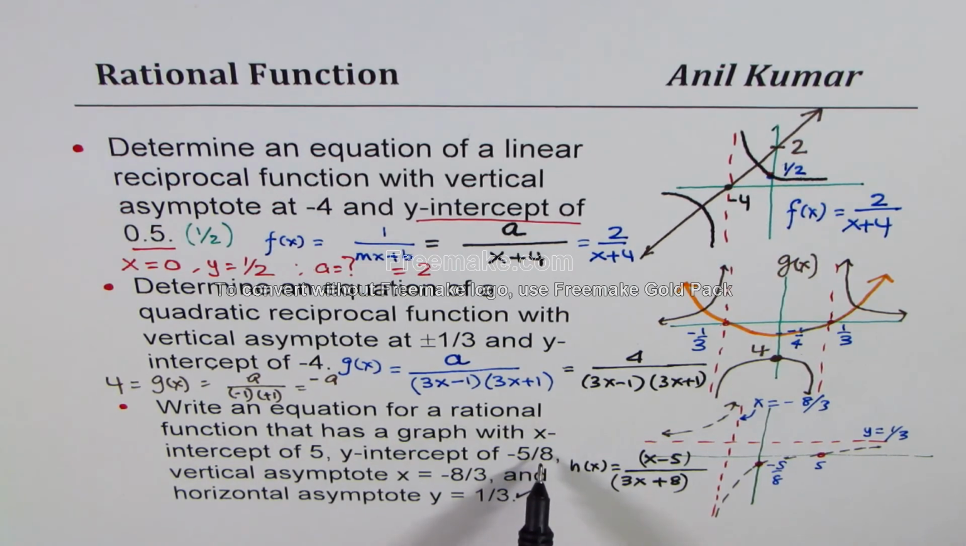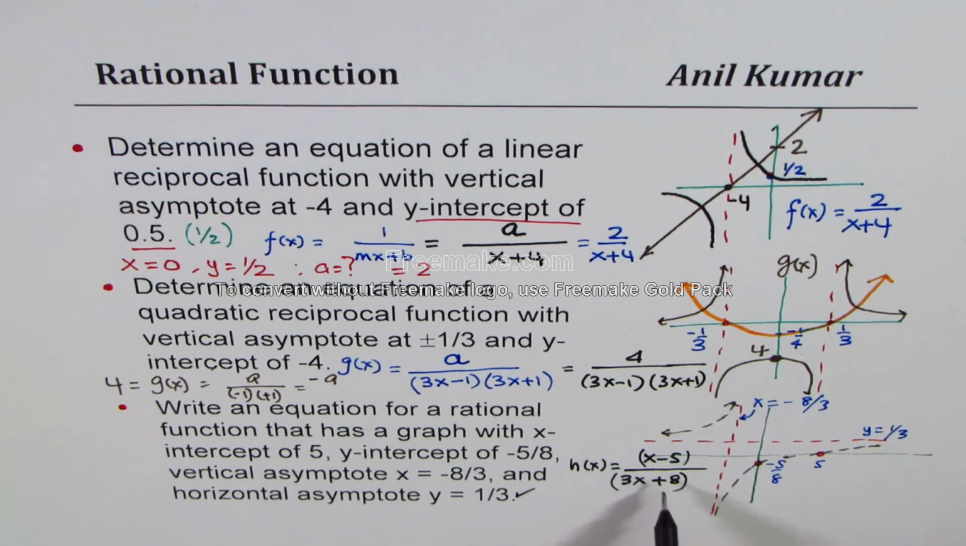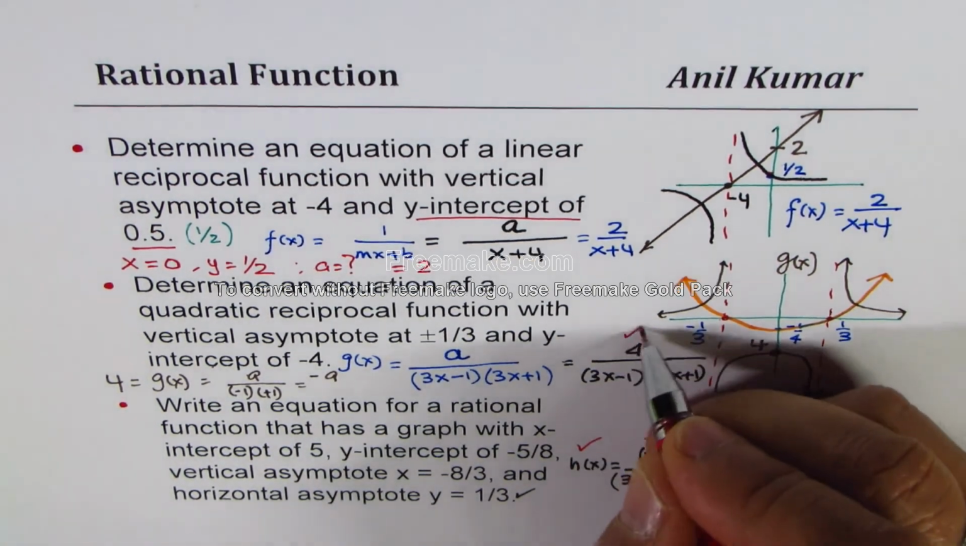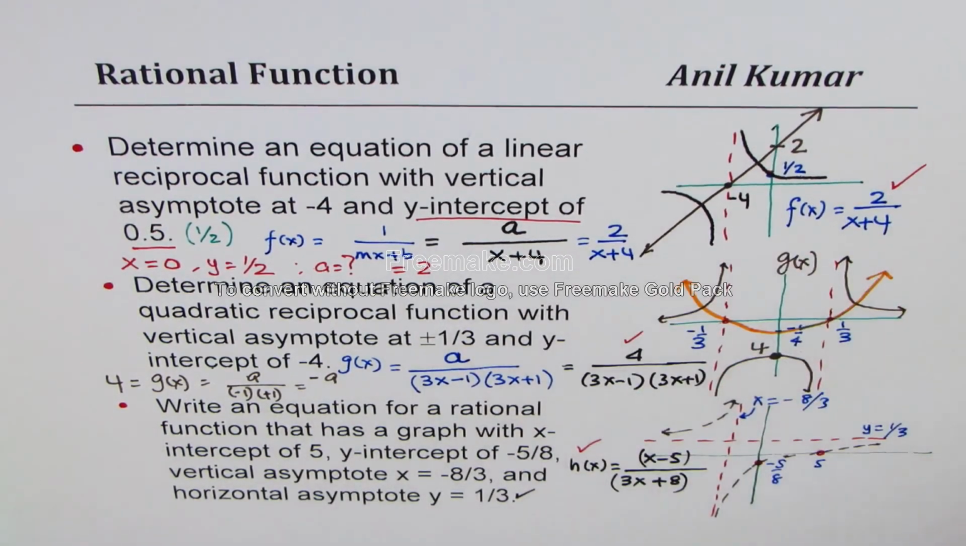Y-intercept of minus 5 over 8. If I substitute 0 here, I do get minus 5 over 8. So that condition is also met. And therefore, this is the function we are looking for. So that becomes our solution. So these are the three equations which will suit the conditions we began with.